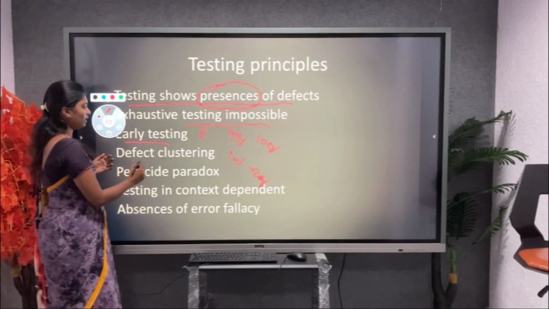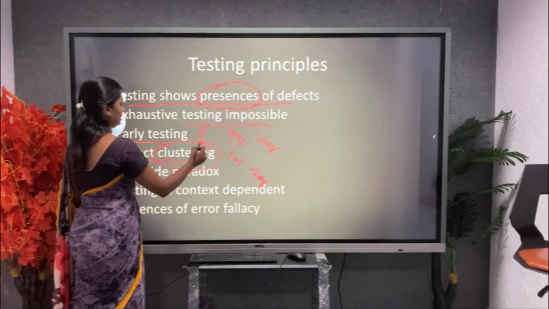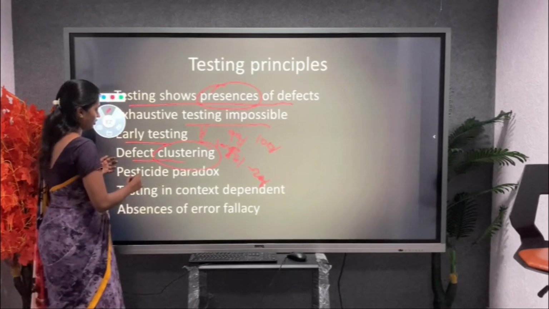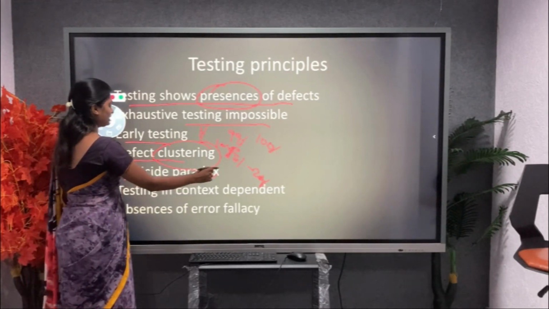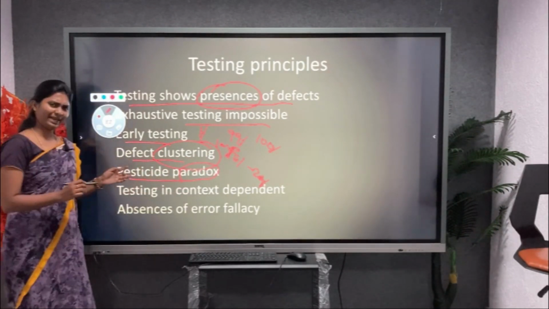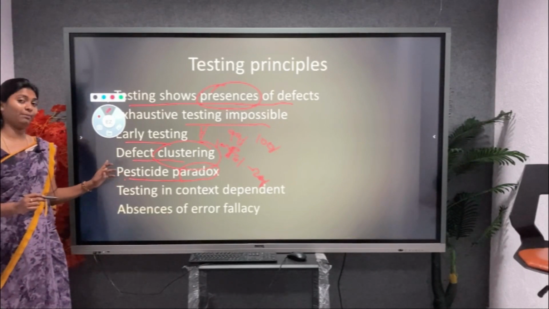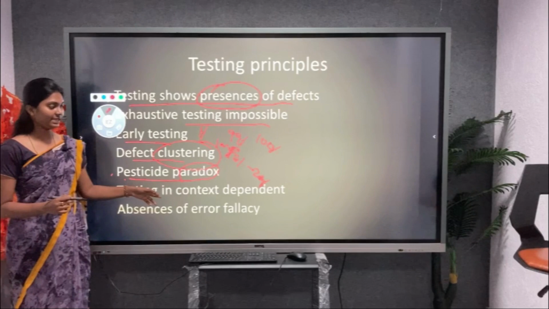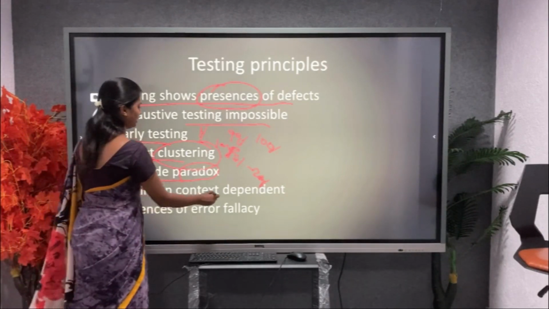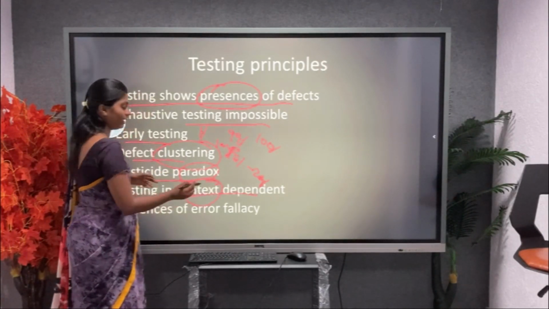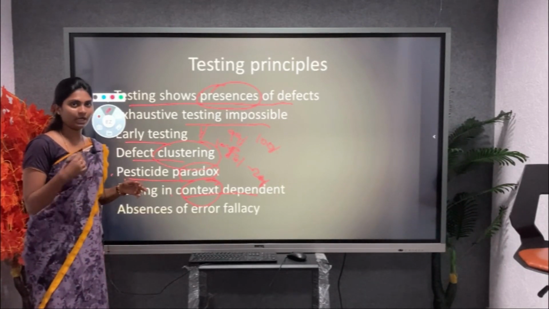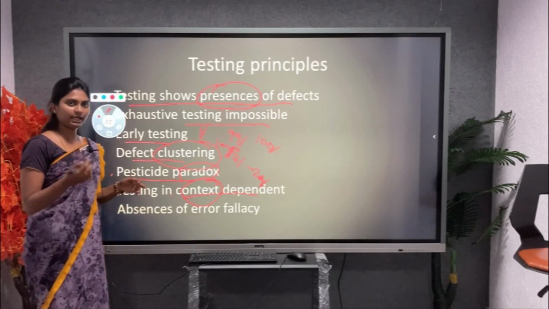Next one, defect clustering. Clustering means large. Next, the pesticide paradox. Pesticide is nothing but a medicine which we use. Next, context dependent. What is context? Context may be information, or it may be a logo. We can take anything.